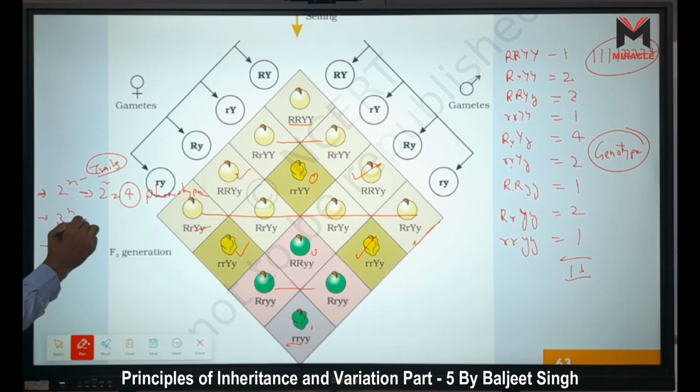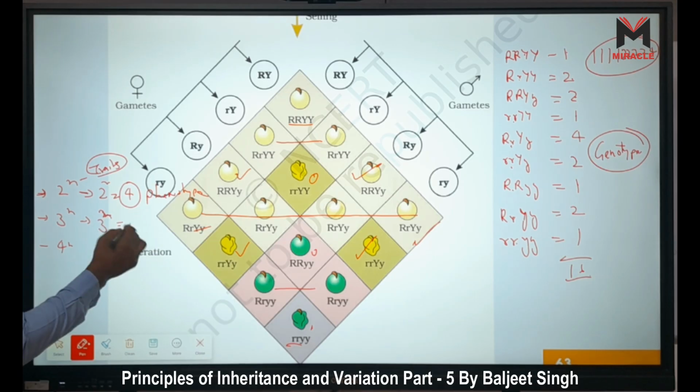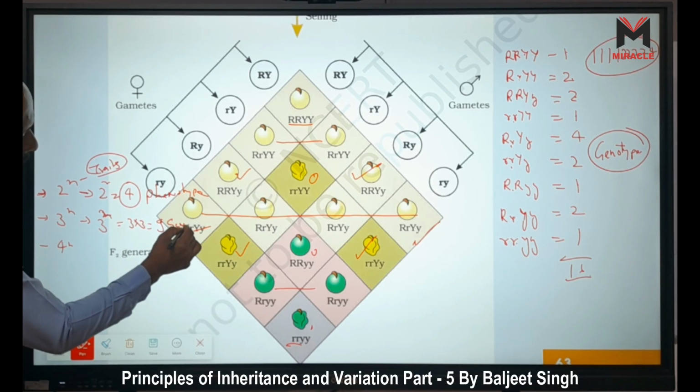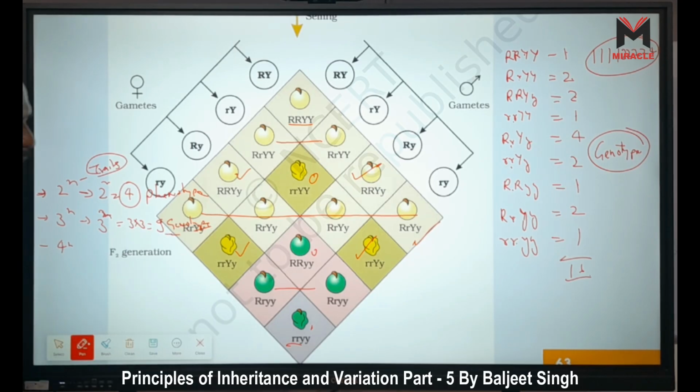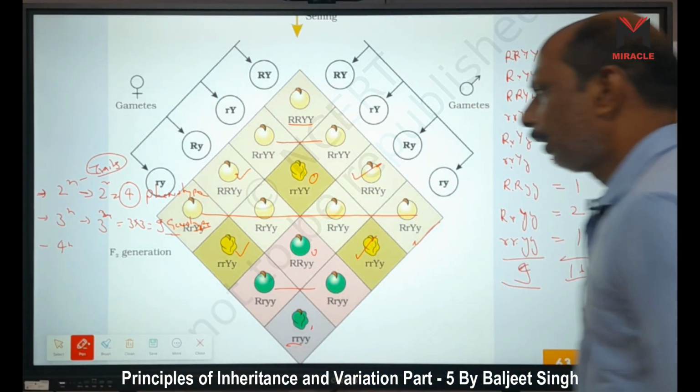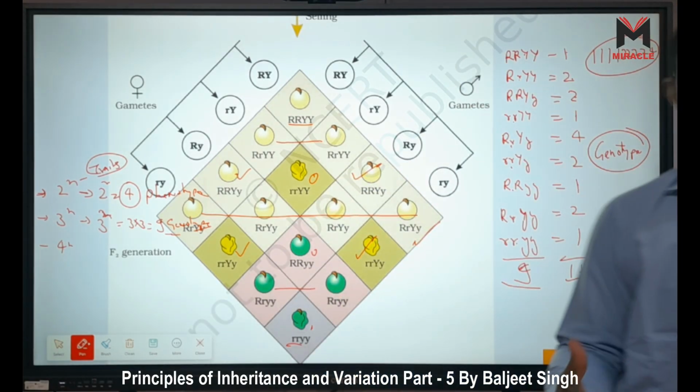right? And 3^n means what? Genotype. We understand here. So you can write here 3 squared means 3 multiplied by 3. How many? 9 genotypes we get. And you can see here how many genotypes there are? 9 genotypes are there.